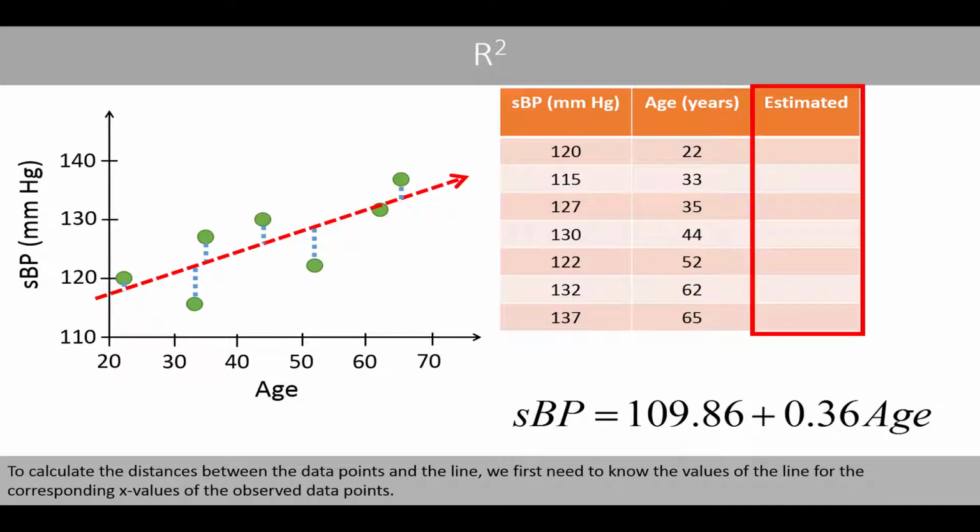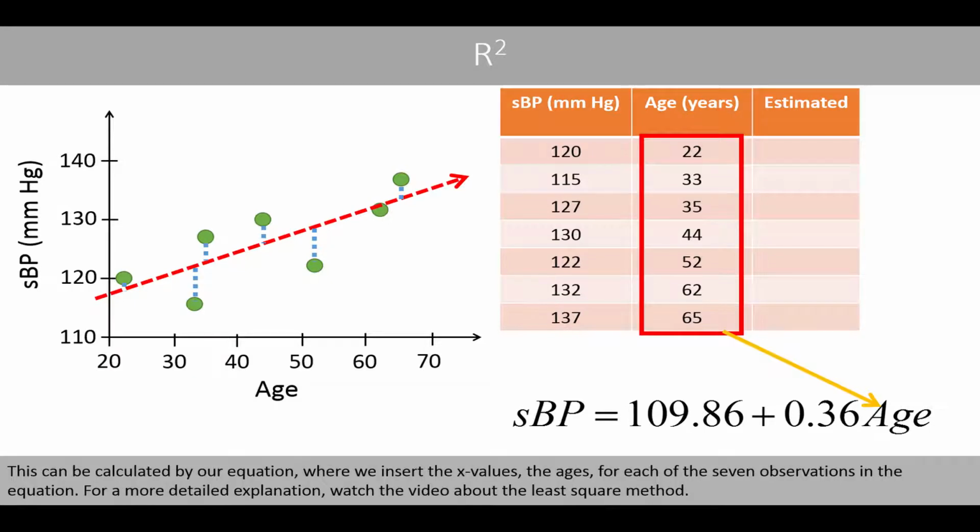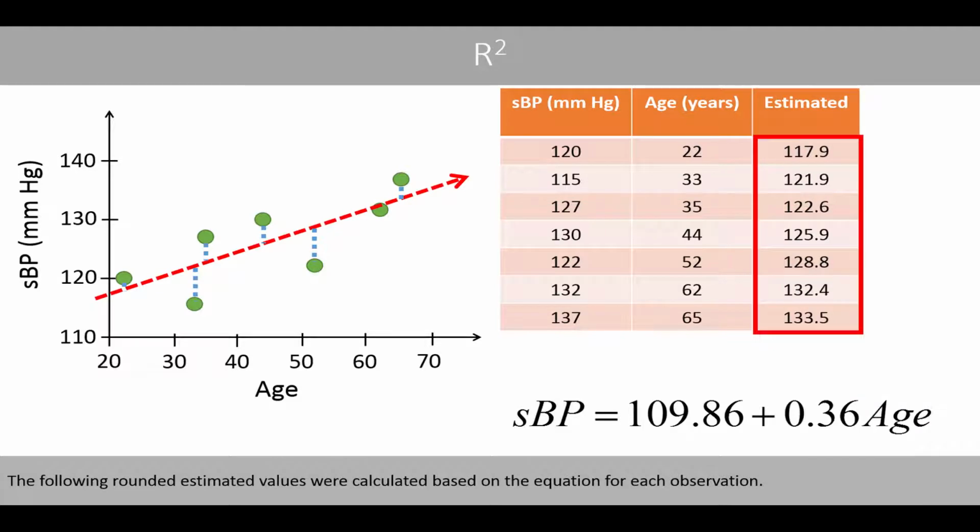To calculate the distances between the data points and a line, we first need to know the values of the line for the corresponding x values of the observed data points. This can be calculated by our equation, where we insert the x values, the ages, for each of the 7 observations in the equation. For a more detailed explanation, watch the video about the least square method. The following rounded estimated values were calculated based on the equation for each observation.